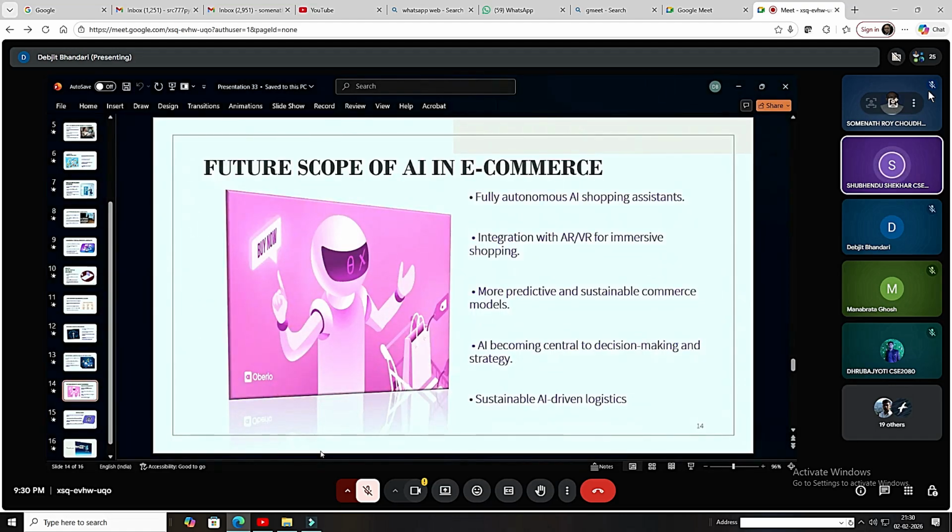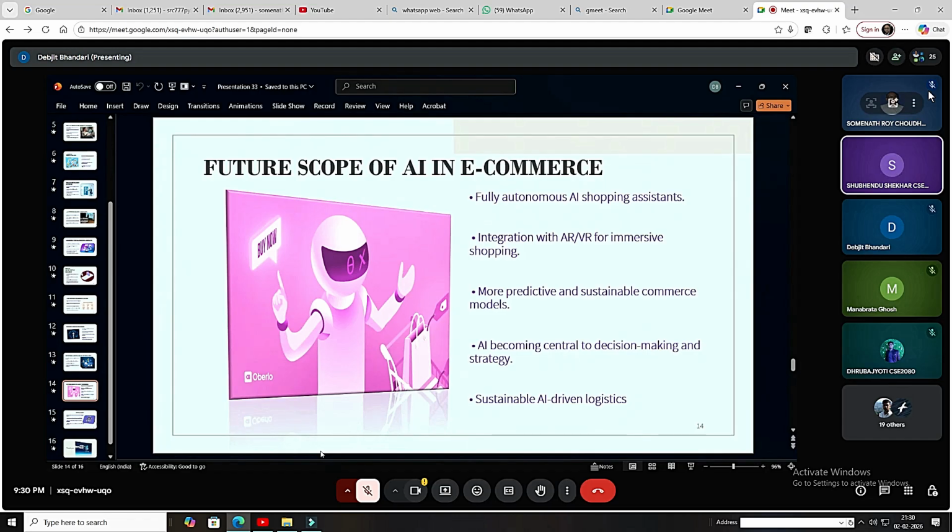The future of e-commerce depends heavily on artificial intelligence. AI shopping assistants will guide customers from start to end. AR and VR will also help customers experience products online. AI will also help in sustainability and eco-friendly logistics. Overall, AI will make online shopping more efficient.